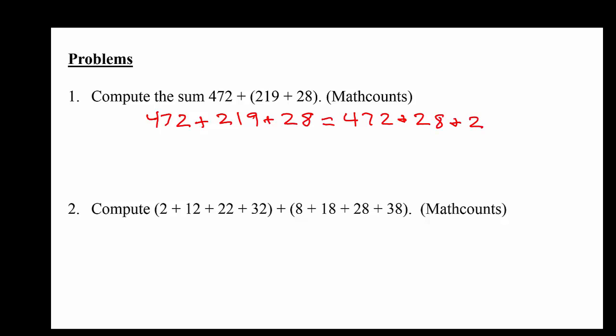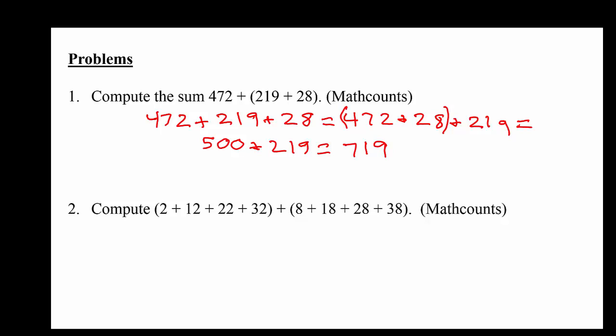And why would we want to do something like that? Because we know that when we add 472 plus 28, it's going to be a power of 10. Yep, it's going to end in a 0, and adding numbers that are powers of 10s are really easy, right? So 472 plus 28, we know is 500. And then we have 500 plus 219, and that equals 719.